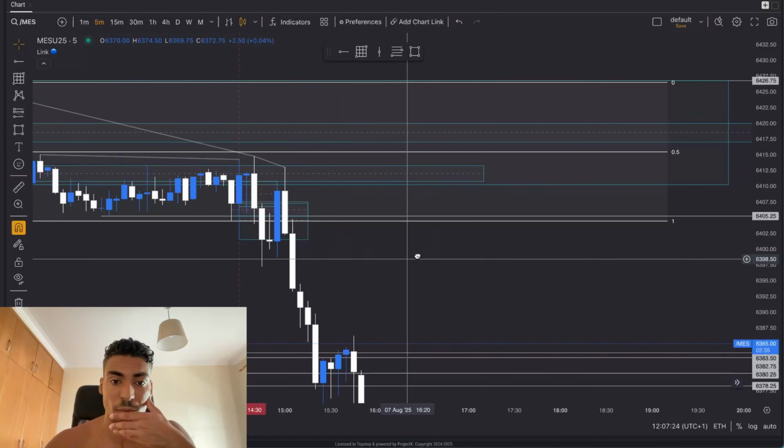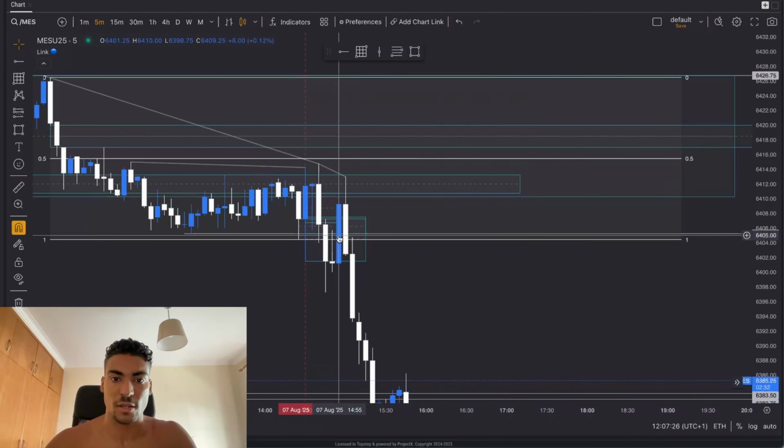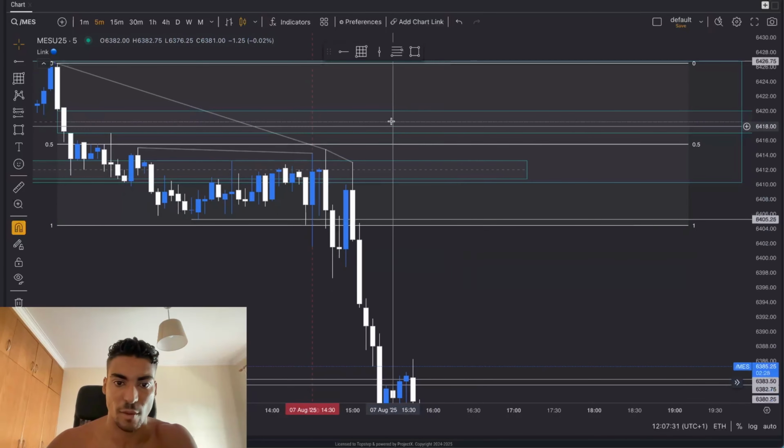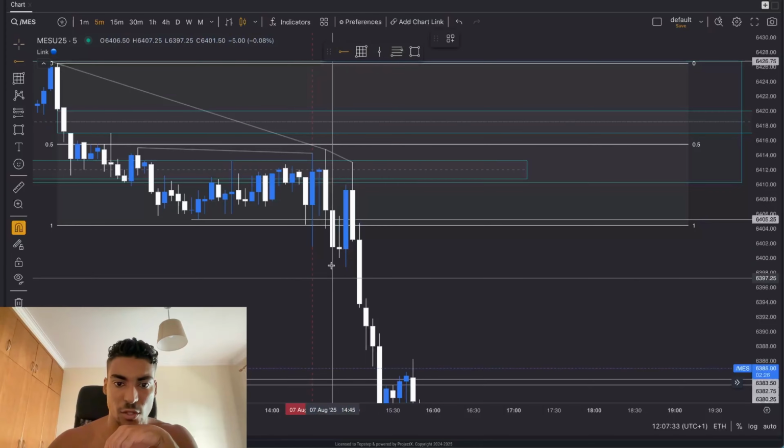We actually have... So as you guys can see, we have... Let me delete this so it clears it up for you. But we do actually have a 5 minute entry on ES, which is the index we want to trade.